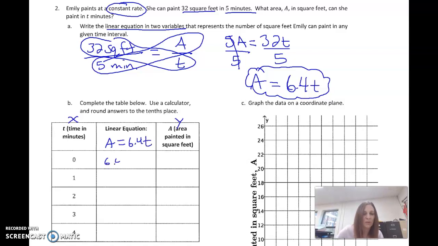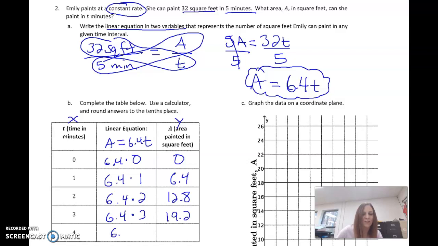And now, just like we've been doing, type numbers into a calculator, find out the information, and graph it. So if I go 6.4 times 0, I get 0. If I go 6.4 times 1, they gave us our time here in minutes. It stays the same, 6.4. 6.4 times 2 is 12.8. 6.4 times 3, again, I'm just taking my T and plugging it in here. 6.4 times these things, 19.2. And finally, 6.4 times 4, and that's going to be 25.6.